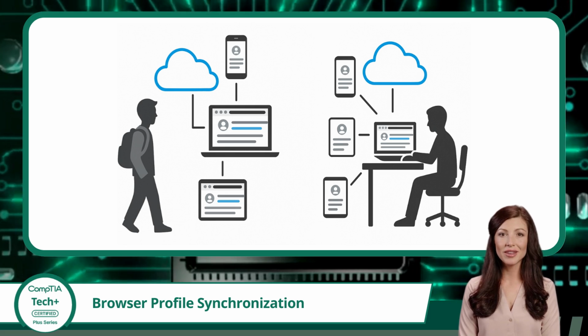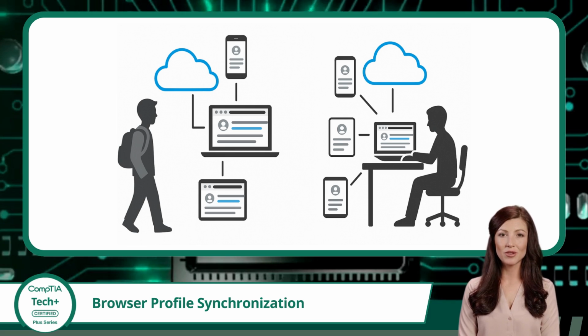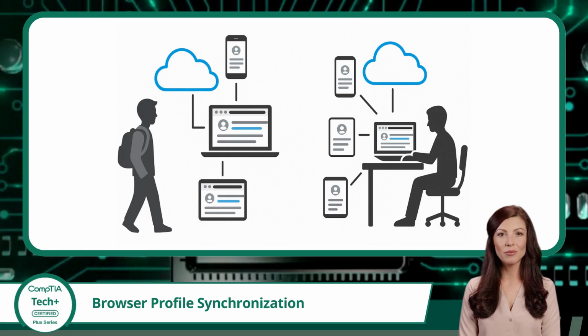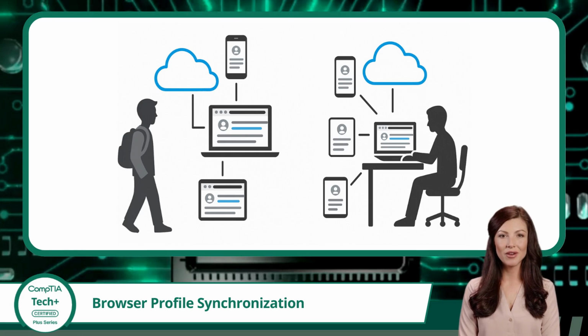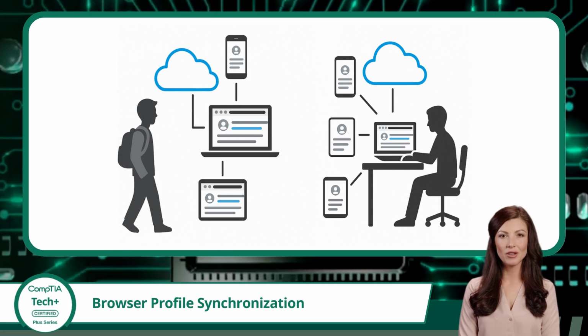To manage synchronization settings, simply go into your browser's Profile or Settings menu. There, you can choose what to synchronize, like only bookmarks and history, or turn off synchronization entirely if you prefer more privacy. Just remember, synchronization makes things easier, but only do it on devices you trust. If you're on a public or shared computer, make sure to sign out when you're done to protect your data.